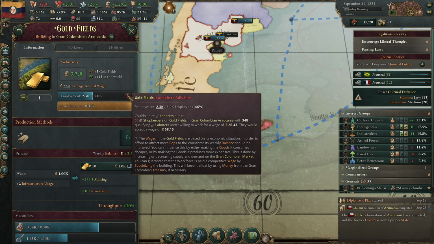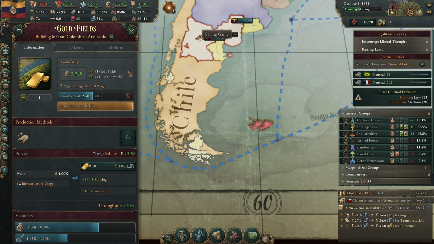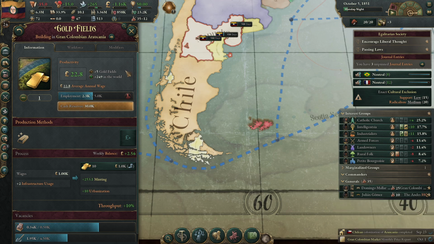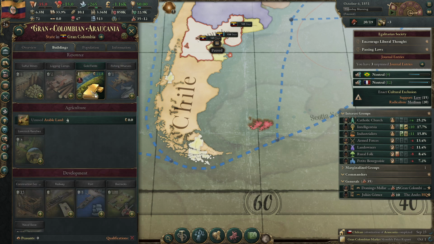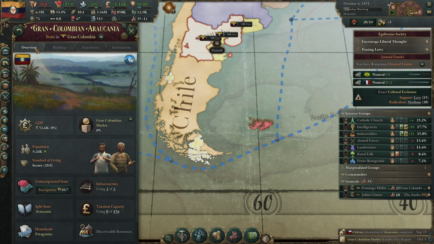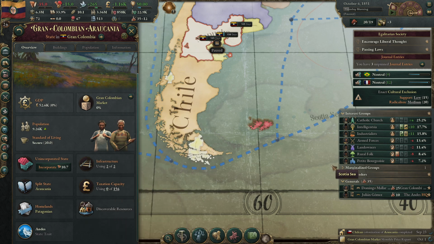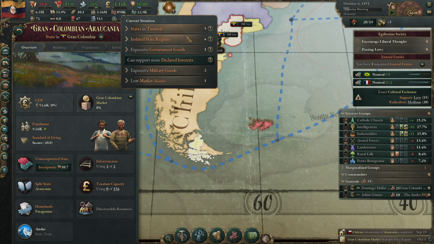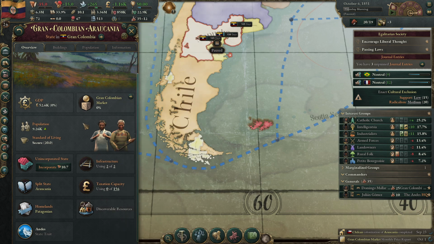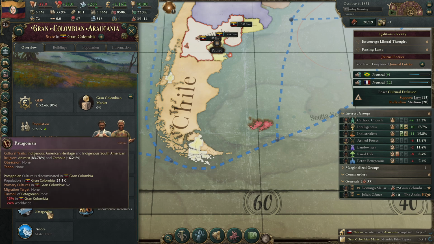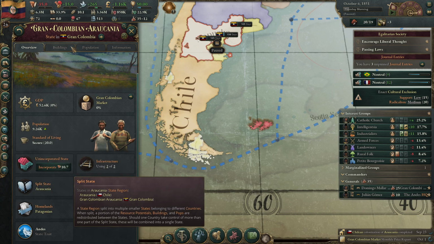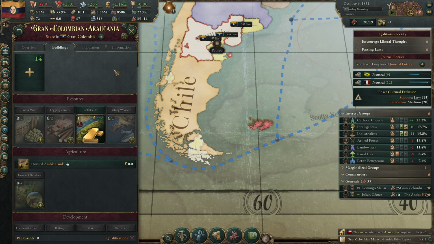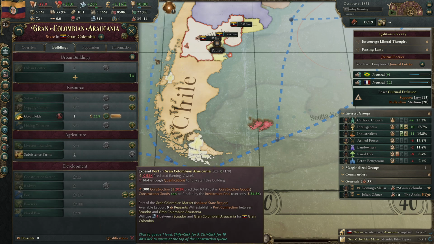Why are people not going to work here? They can migrate here, right? Can they not go here because there's no market access? Ooh. Wait a minute. Is this isolated or not? It is isolated. Patagonian is discriminated. Let's build that dock over here. The port.